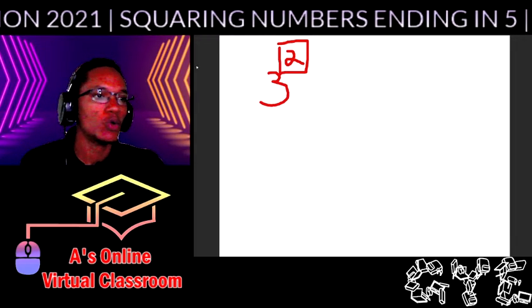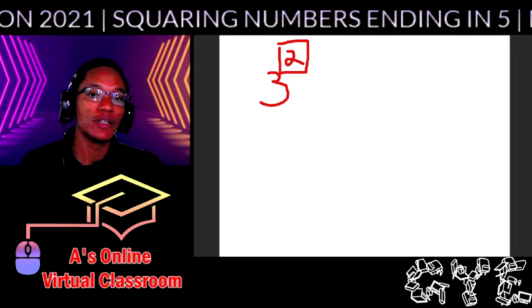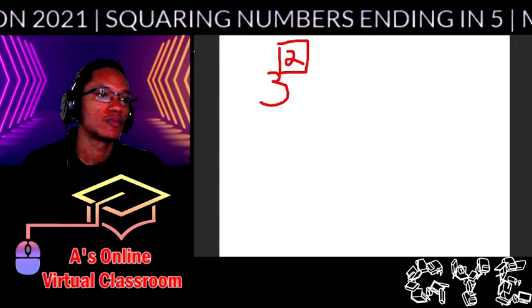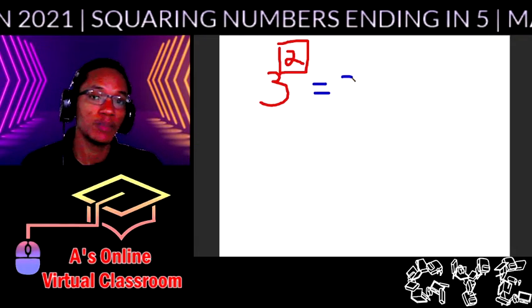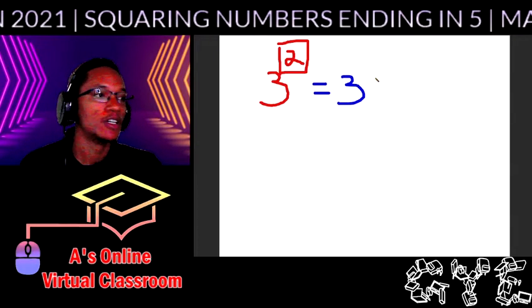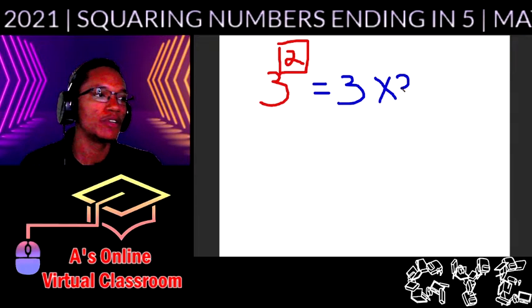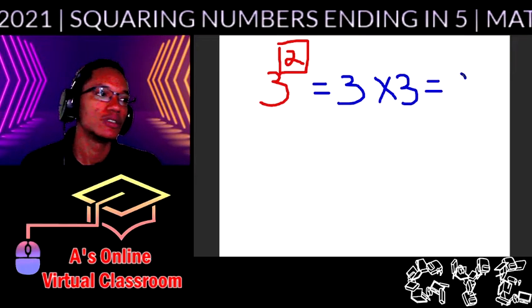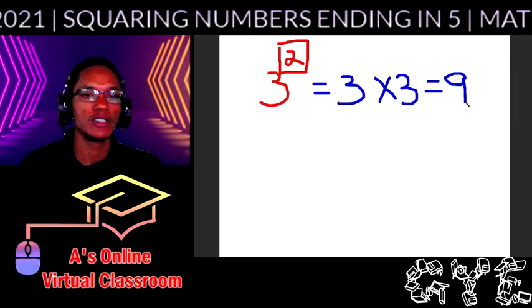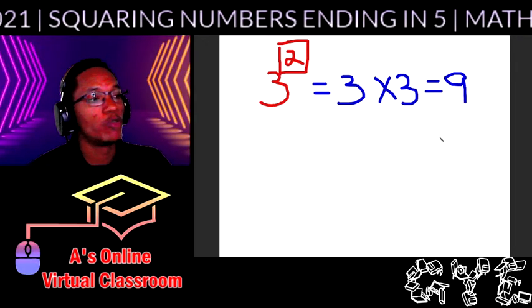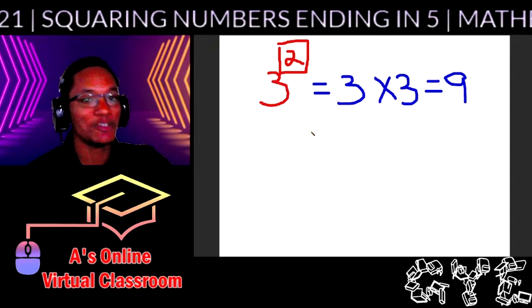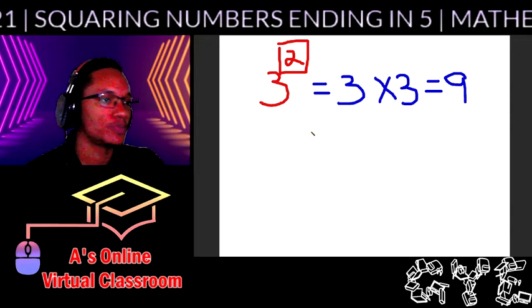Now, to square any number simply means that you have to take the number and multiply it by itself. So 3 squared is 3 multiplied by 3, which is 9. So this is what we mean to square a number. Now, if we want to square a number that ends in 5, there's a little trick.